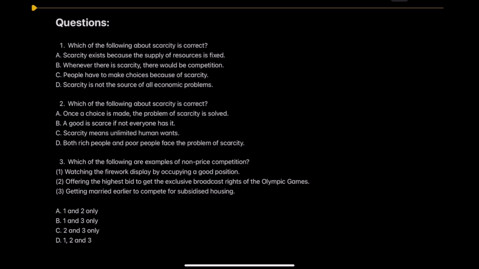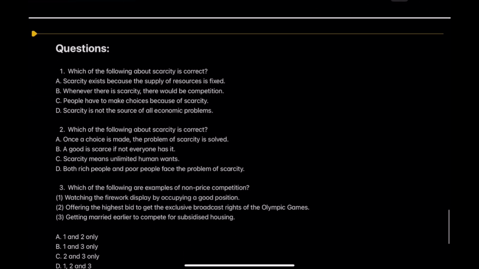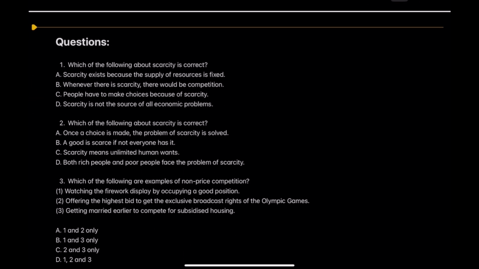And B, whenever there is scarcity, there would be competition. Now, this is the trap that I've just mentioned. This is also incorrect because if we look at a one-man economy, even though there is scarcity, there is no competition. And that's why B would also be incorrect in this circumstance. C, people have to make choices because of scarcity. Now, this is correct. If we look at it in the opposite direction, if scarcity is absent, if there's no more scarcity, would we still have to make choices? The answer is no, because the absence of scarcity would entail that all of our wants would be satisfied. But realistically speaking, that is not possible.